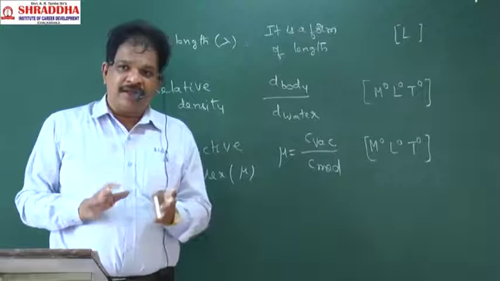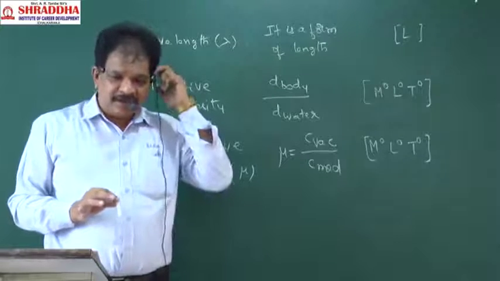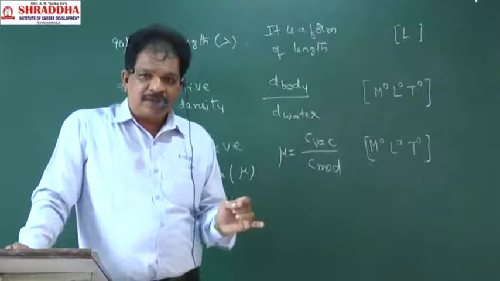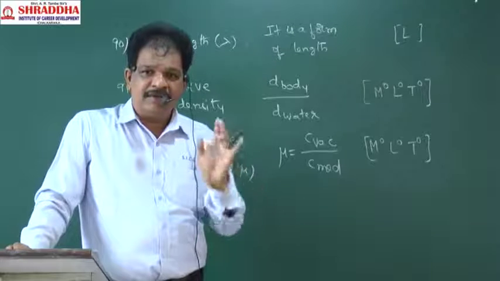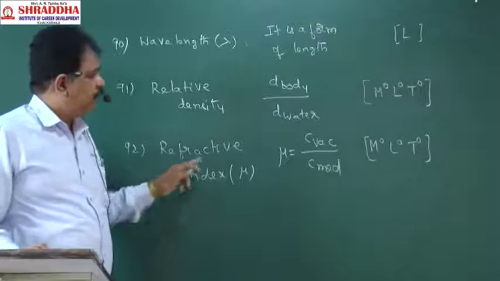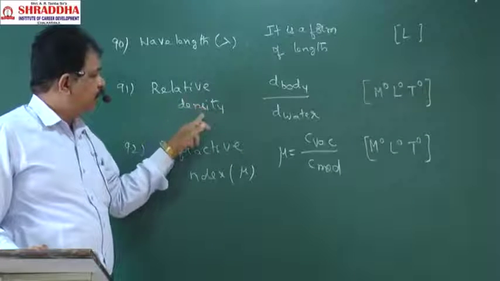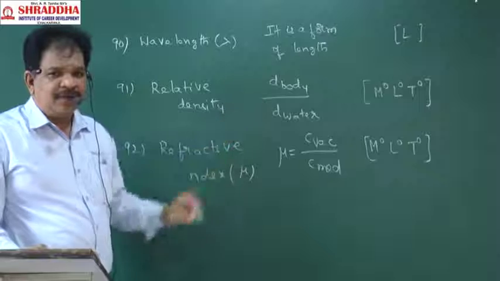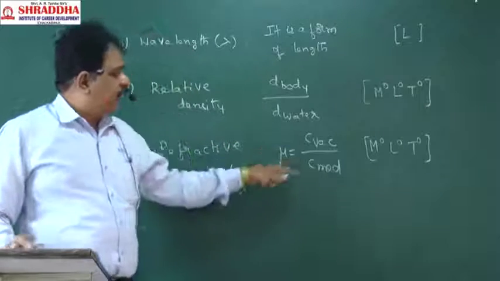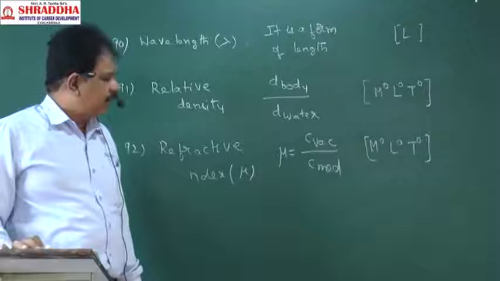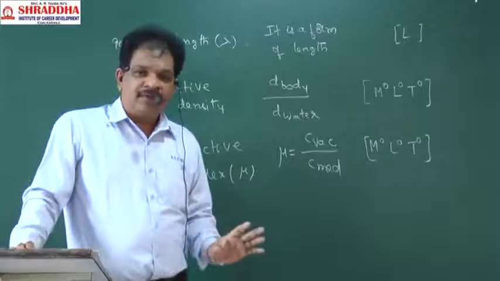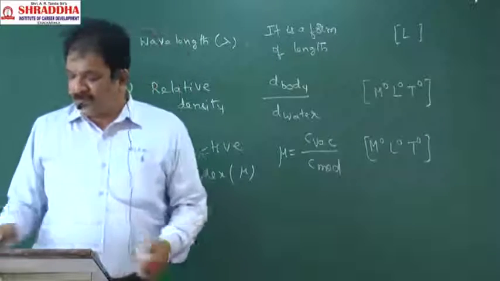I already told you, once again I am saying, some quantities you know, some quantities you don't know. For this quantity, this is the dimensional formula, this is the formula. If you remember like that, that is more than enough. Relative density is density of the body by density of water; refractive index is velocity of light in vacuum by velocity of light in medium. If you remember like that, that is more than enough.